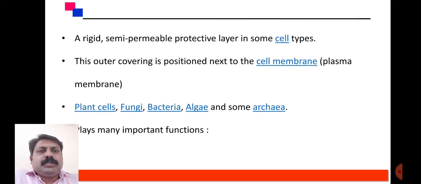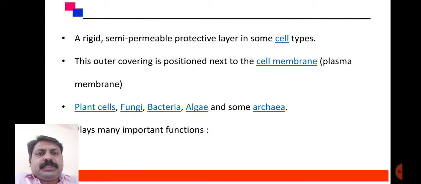Now this cell wall is an important component of the cell as it provides protection around the cell. So the cell starts with the cell wall. Next to the cell wall there is the plasma membrane, then the cytoplasmic matrix, and in the cytoplasmic matrix we have different types of cell organelles, and the cytoplasmic matrix has its own physical and chemical properties. Now it is the protective covering around the cell and is positioned next to the plasma membrane or the cell membrane.